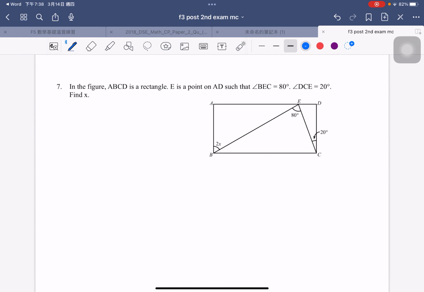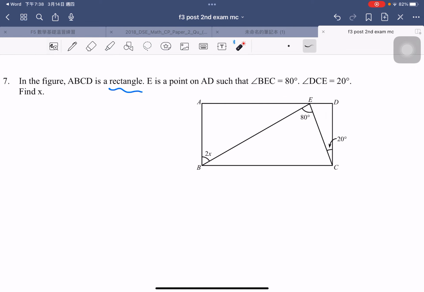We have a rectangle. So do you still remember what are the properties of rectangles? They have right angles, opposite lengths are the same, and the diagonals bisect each other, and all of them have the same length. But this time we don't have the diagonals.